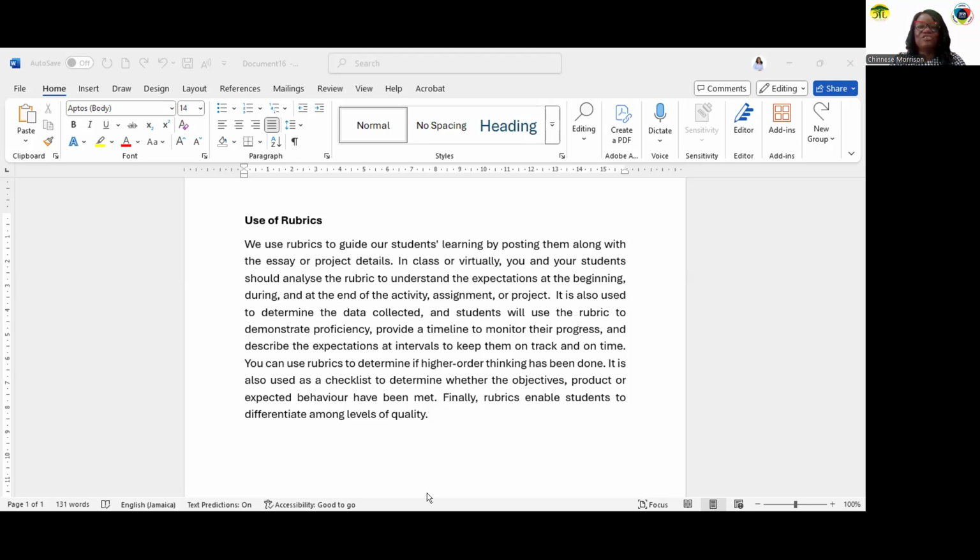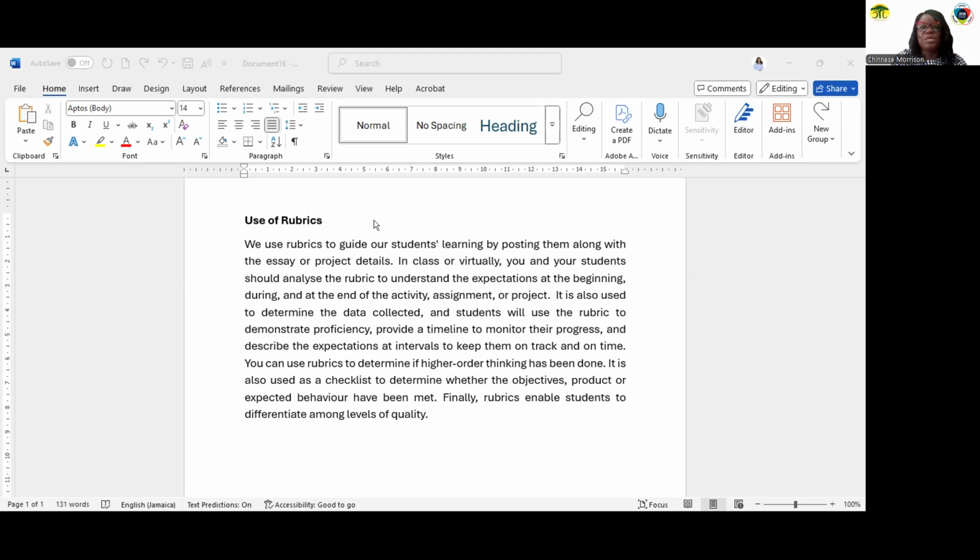It is also used as a checklist to determine whether the objectives, the product, or the expected behavior has been met. Finally, the rubric enables the students to differentiate among themselves what we call high level or good quality work. Because if you're meeting the objective, meeting the expectations of the rubric, then they know that they'll be getting an A or a B or a C or the equivalent in terms of a number value.